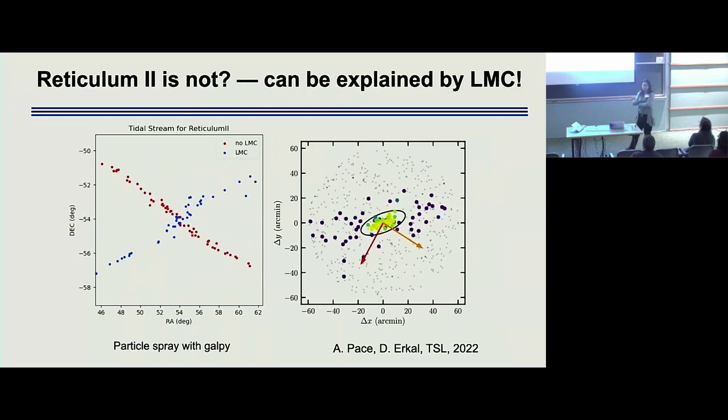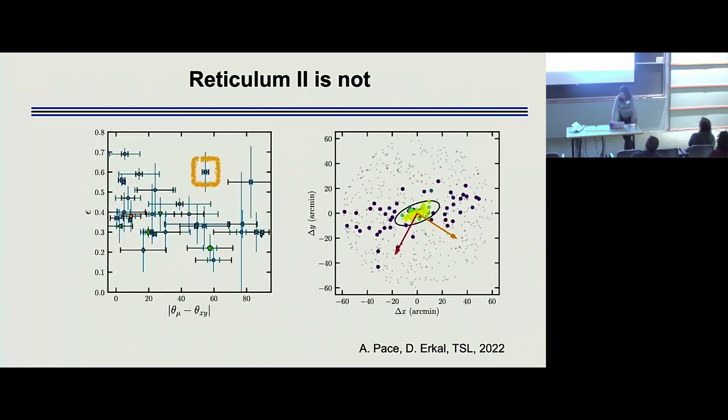However, going back to what I introduced as the LMC infall impact, we did this particle spray model with GalPy for this particular galaxy. If we don't consider the LMC, the particle spray goes this direction, which matches the motion of the galaxy. But if we consider the LMC, the particle spray goes this direction. So actually, if we consider the LMC infall, the point here could also move close to zero.